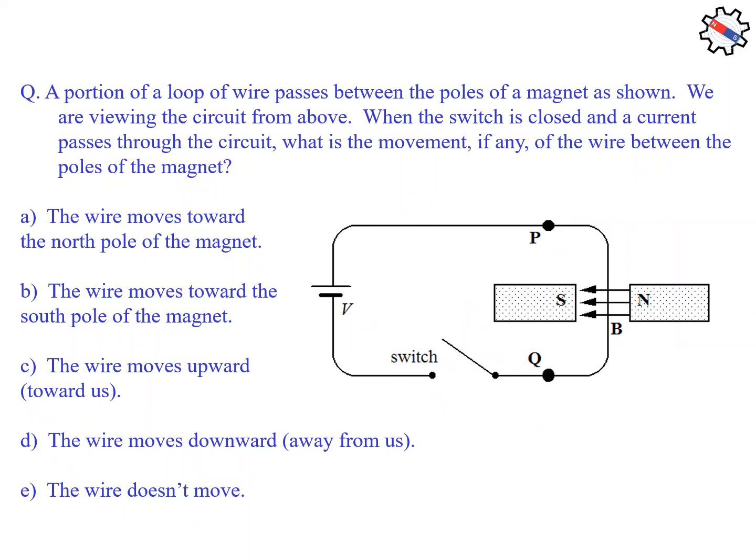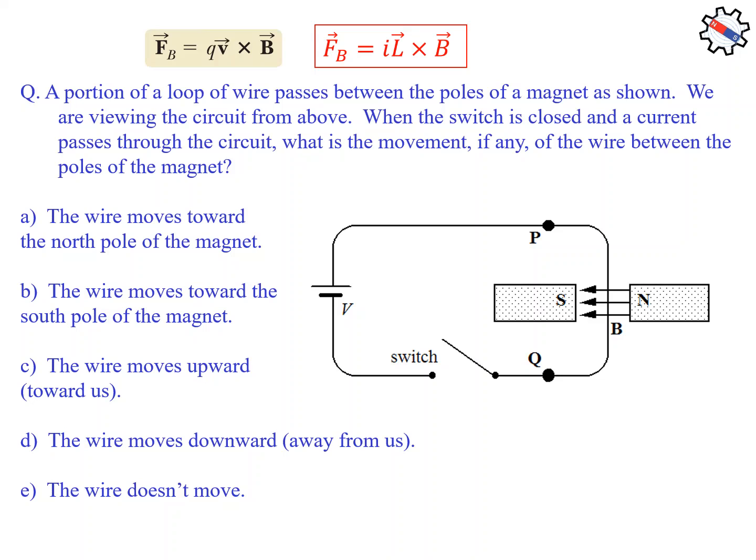We have here a circuit with a battery in it, positive terminal top, negative at the bottom. The current will go clockwise, positive current. We have that wire passing between a north and south pole of two magnets there, or one magnet. And we're asked, what is the movement of the wire between those poles? In which direction would it go? Would it go towards the north pole, towards the south pole? Would it move upward towards us, or downward away from us? Well, the wire does move.